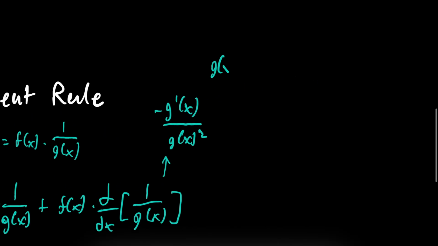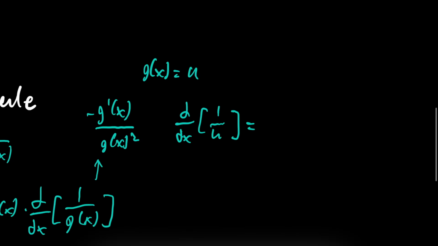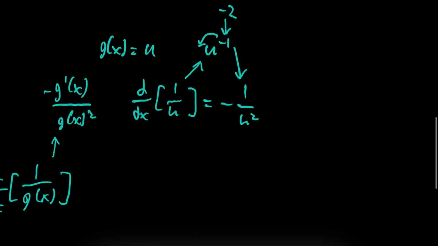If I were to substitute g of x is equal to u, I would take the derivative with respect to x of 1 over u, and this in turn would be equal to negative 1 over u squared. Keep in mind this is u to the negative 1. This negative 1 hops down. You're subtracting 1 from this power to get negative 2, to get negative 1 over u squared. All of that times du dx.